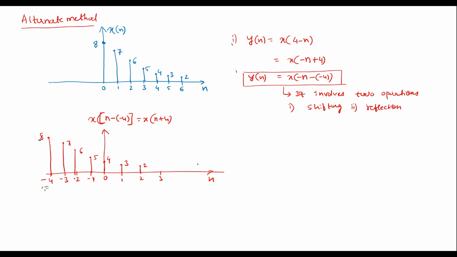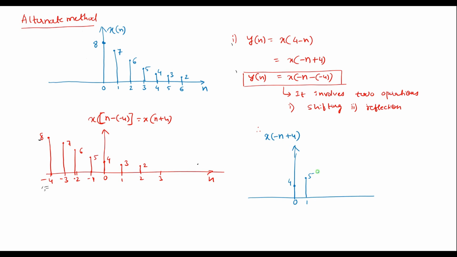Now we'll try to draw x of minus n plus 4. So x of minus n plus 4 is reflection of this signal. So let me draw the reflection of this signal. So this is x of minus n plus 4. So these samples will appear on left side and left side samples will appear on right side. So at 0 we have 4, that will be as it is. So at 1 the minus 1 signal, that is 5, will appear.